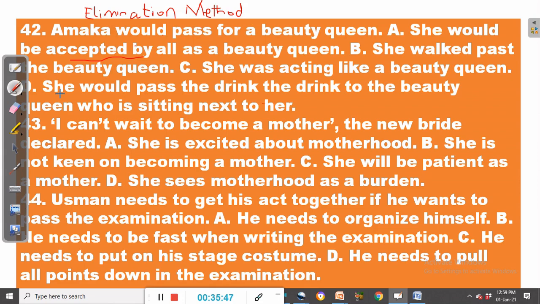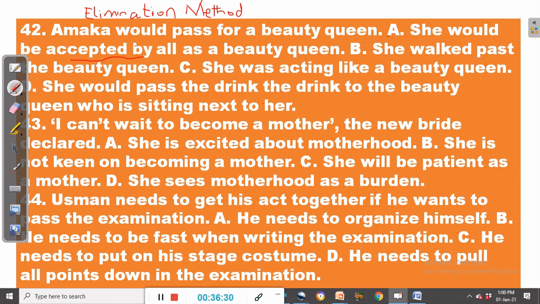The elimination method. In most cases, when you have some slight idea about what the meaning could be using some context clues and some other devices, yet the meaning you try to figure out from the sentence is somehow vague or ambiguous, you are not sure, then you have to apply the elimination method. Now, from the meaning we try to figure out from the sentence, we are going for option A. She would be accepted by all as a beauty queen.